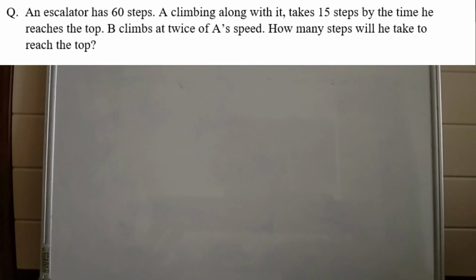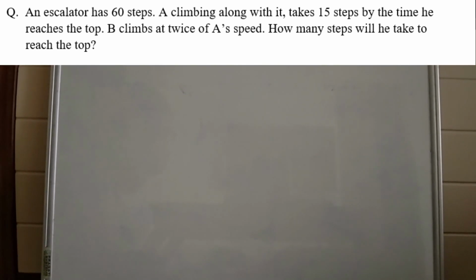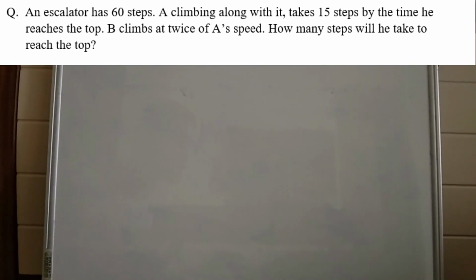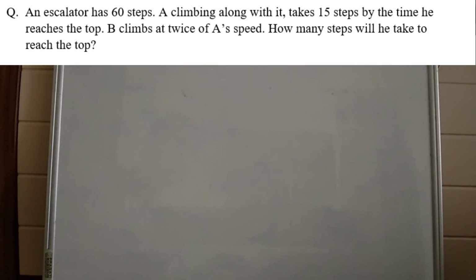Okay, so again what we have seen in this question is that the speed is involved in the question, means the question is talking something about speed. So just like the second question, we will solve this particular question by equating the ratios. Okay, so B climbs at twice of A's speed. How many steps will he take to reach the top? Okay, so we need to find the steps taken by B to reach the top.